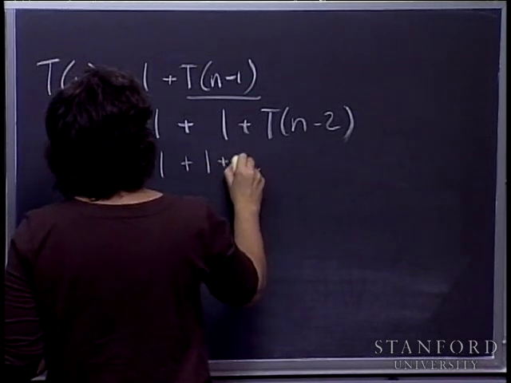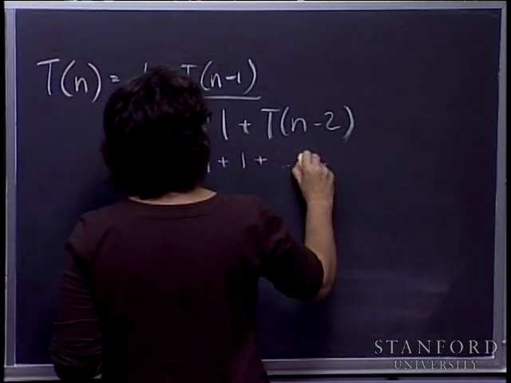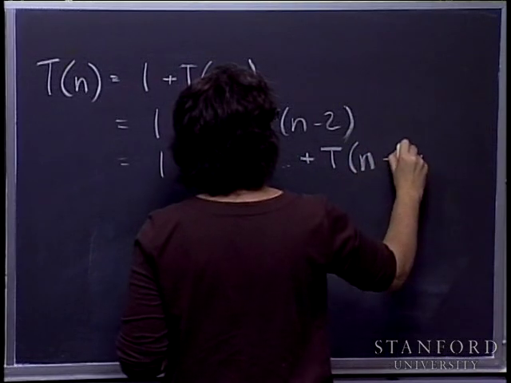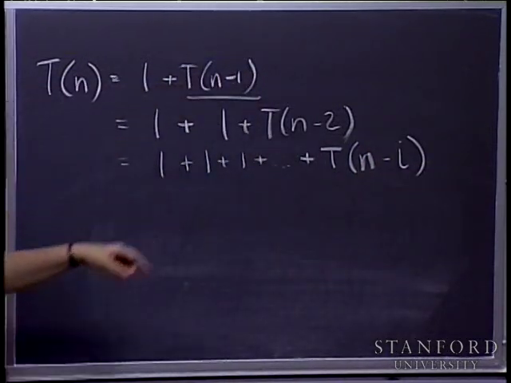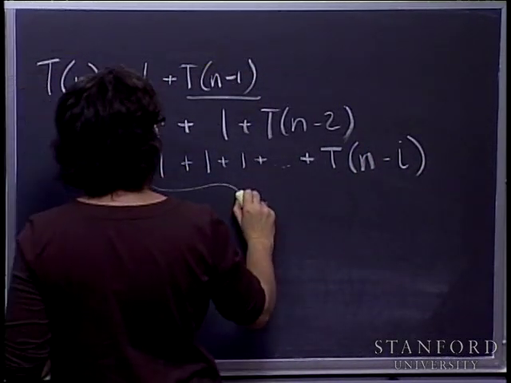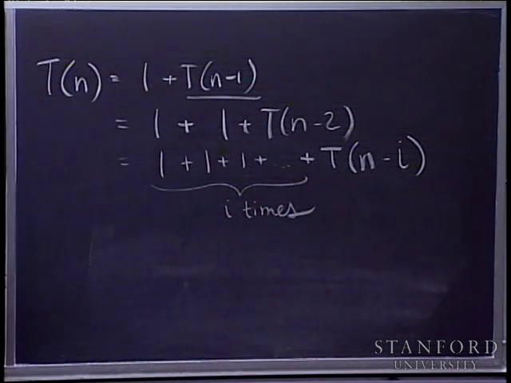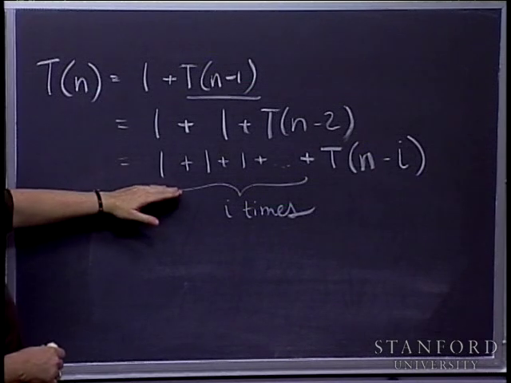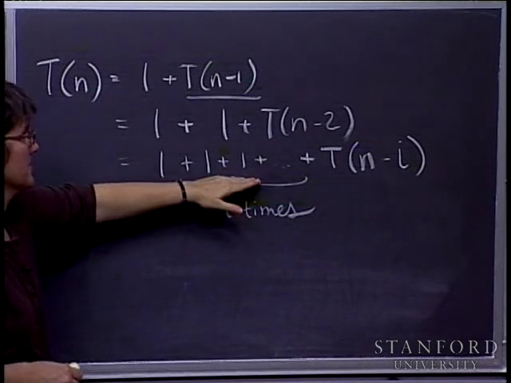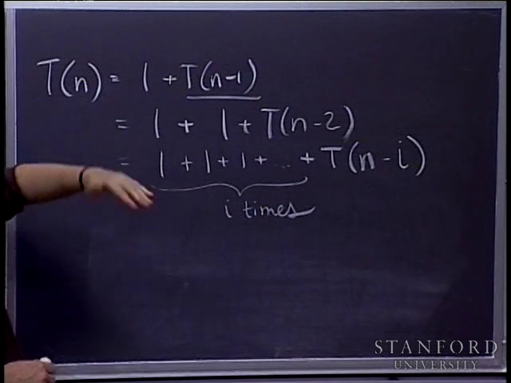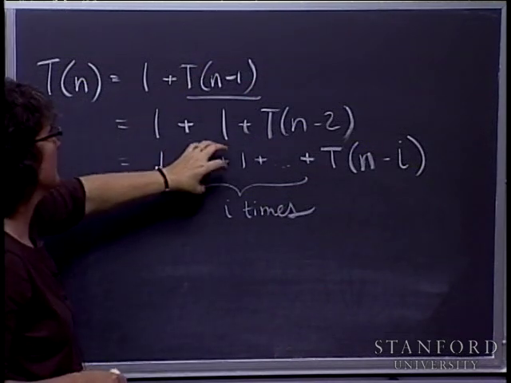So after I have done this i times, then I will have a bunch of 1s added up together, and I will have subtracted an i from T down to some term. Each of these represents a little bit of work from the n, which does the n minus 1, which makes the call to the n minus 2. So each of the calls in the stack frame has a little bit of a contribution to add to the whole thing.